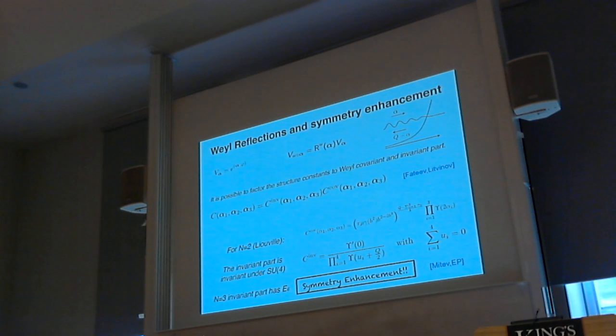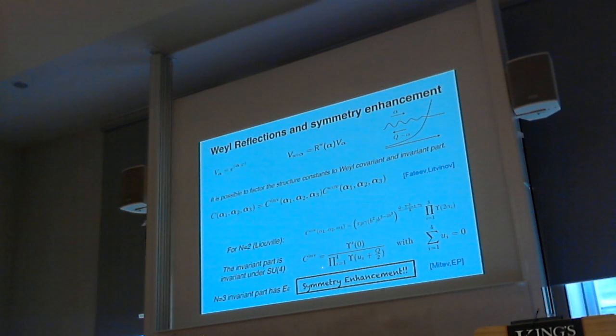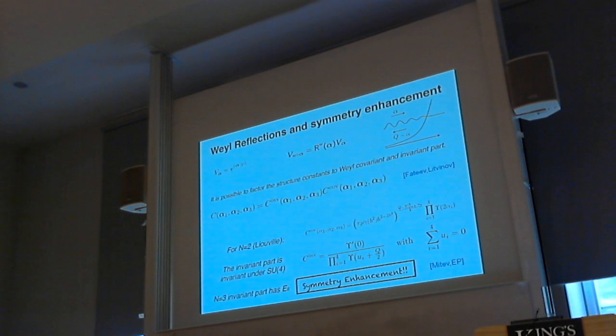And you can really take the formula that I wrote here and rewrite it in some nice variables in which you can immediately see the SU form. So the invariant part has more symmetry than what you expected. The same thing can be shown for N equal to 3 for Toda. There is an E6 symmetry enhancement. So slowly, things are starting to make sense.